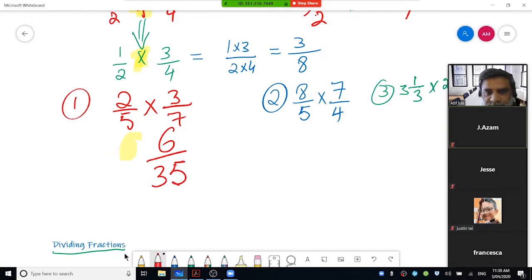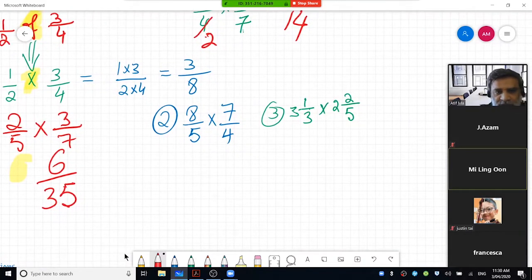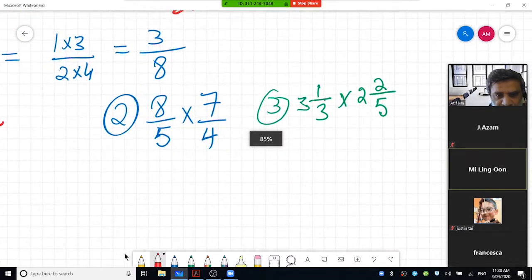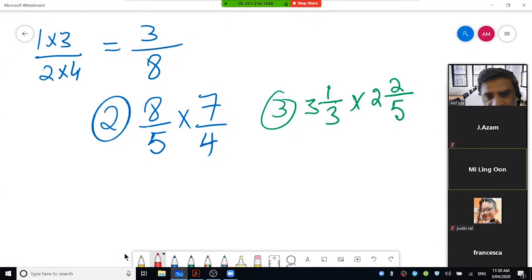7 times 5 is 35. That's easy. Let's do this next question, and I have deliberately put it here because let me give you a hint: there is a number which can be divided. If you zoom in, you can see that you can divide this 8 by this 4. So you can do it like this: 4 times 1 is 4, 4 times 2 is 8. So then the answer would become this fraction. You have to give the answer, please.